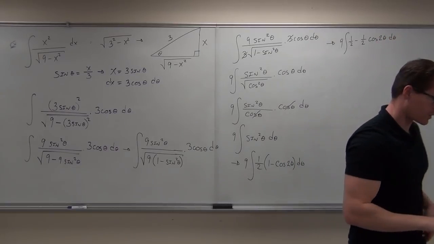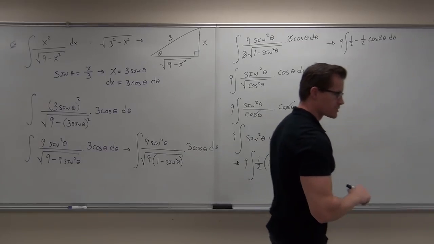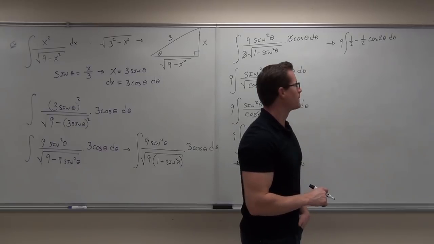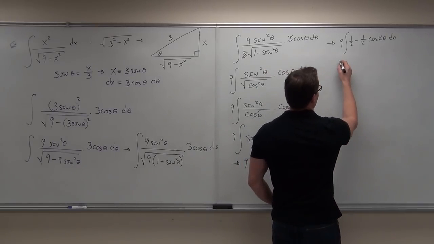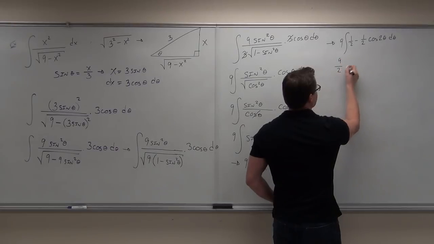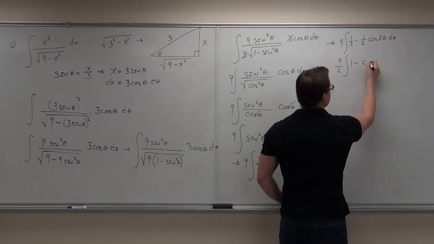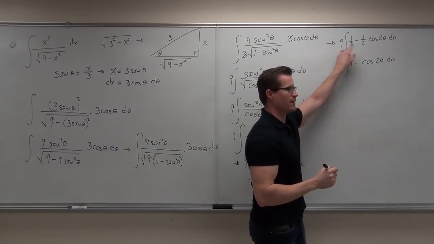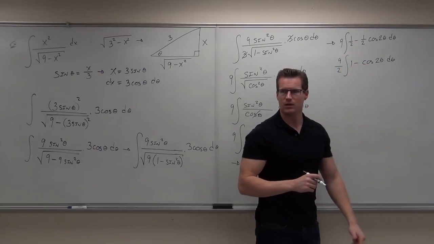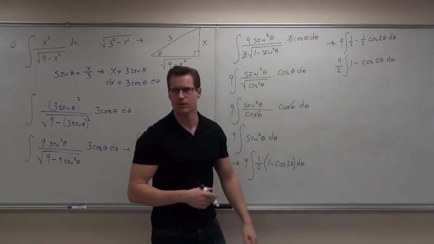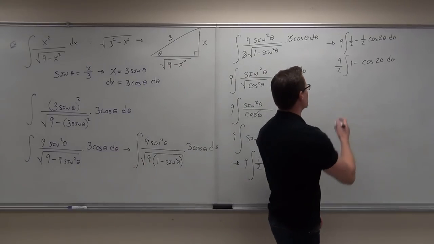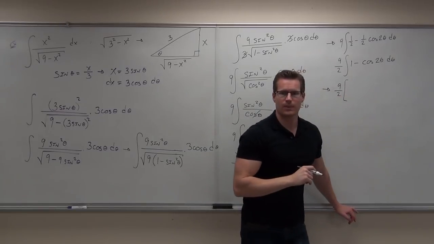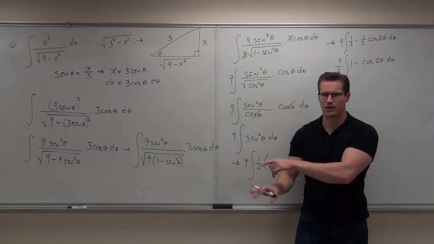Stop me if you see a mistake. I know I'm working kind of quickly here. What else? Pull the 1/2 out. You could pull the 1/2 out. Then we're going to have 9/2. If I factor the 1/2 out, 1 minus cosine 2 theta d theta. Don't just pull this 1/2 out though. You'd have to factor to make that happen. Why didn't you do it on the earlier stuff? You could have. Yeah, you totally could have. You could have done it right here. Just pull the 1/2 out.